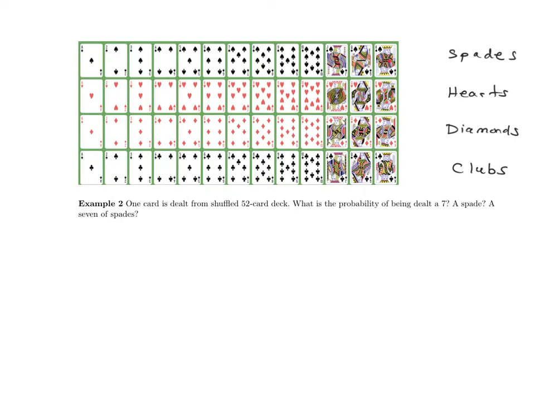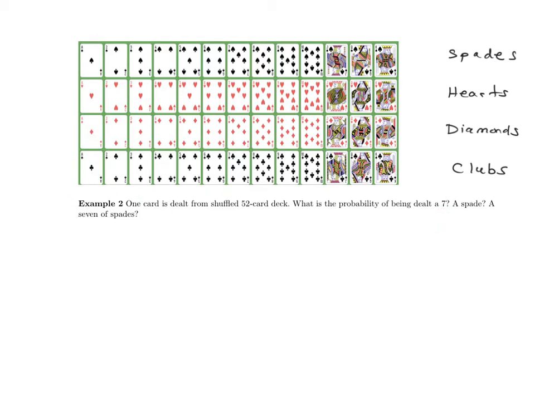And for each suit, there's 13 cards. There's an ace, 2, 3, all the way up to 10. And then jack, queen, king. And that's it. In example 2, we're told that 1 card is dealt from this deck. And we'll assume that it's a well-shuffled deck so that this will be a randomly dealt card. What is the probability of being dealt a 7?